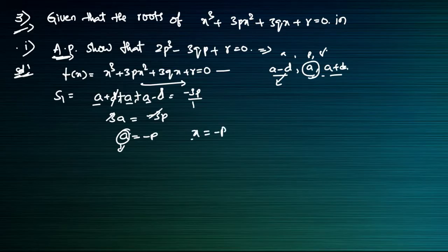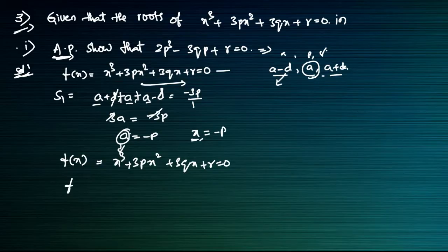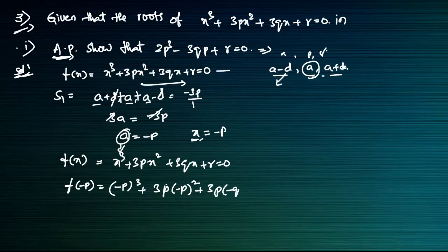So one factor is, we'll think that. Here f of x is equal to x cube plus 3p x square plus 3q x plus r is equal to 0. In this we will substitute x is equal to minus p. So f of minus p is equal to minus p whole cube plus 3 into p into minus p whole square plus 3q into minus p, plus r is equal to 0.